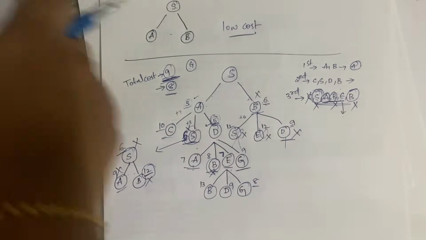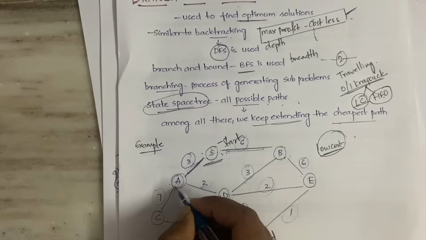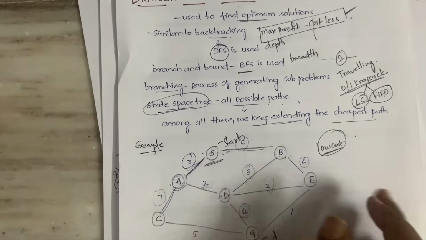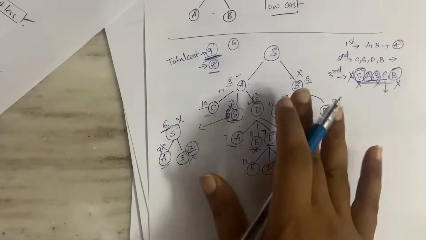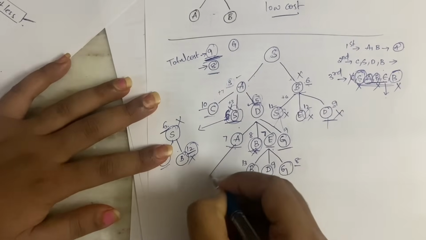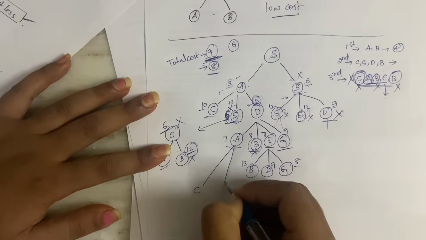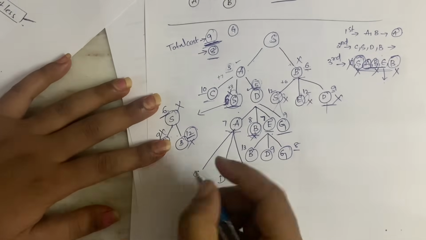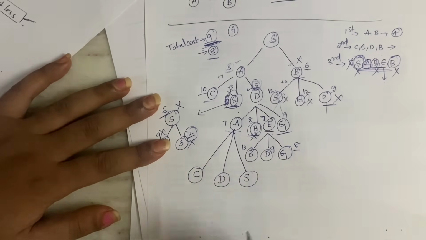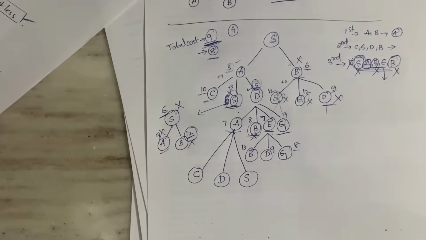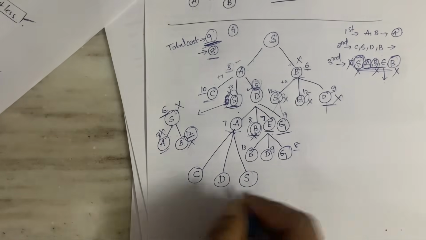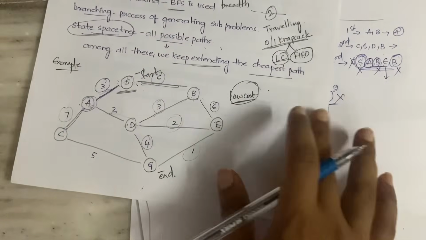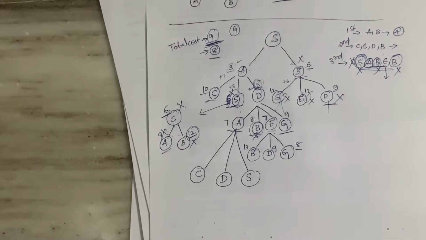From A, where can you go? From A you can go to C, D and S, right? So from A you can go to C, you can go to D and you can go to S. Now let us try to find out weights for this. Actually you need not find out the weights also because there is no G here, but still let's do it. Let's go according to the process.